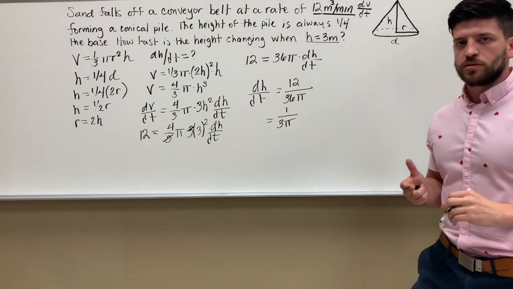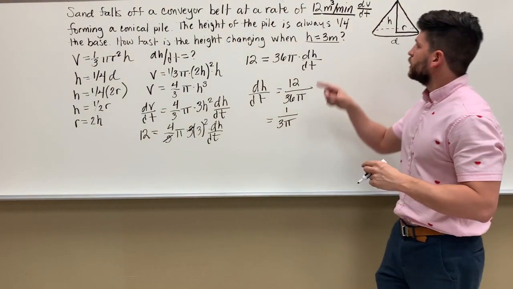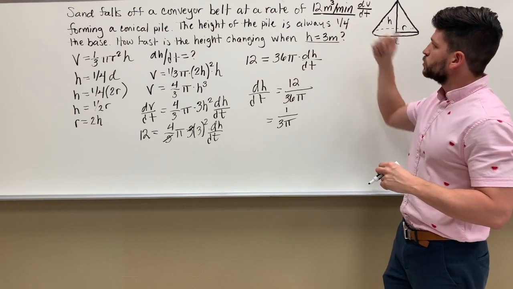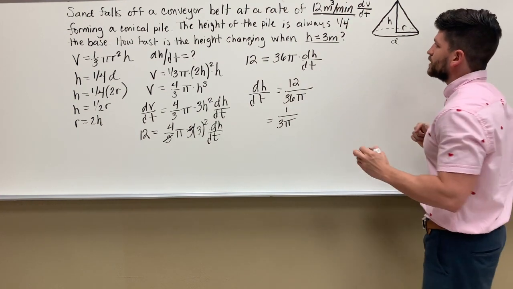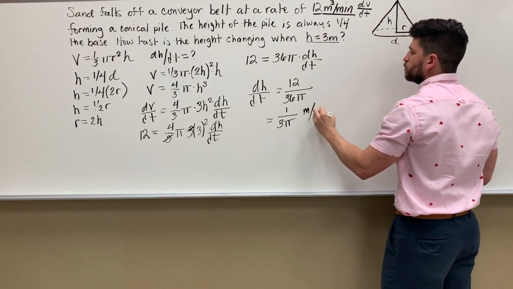Now, my units. It's easy to forget the units on our answer. We're talking about height. It's a rate, so we need this per minute, similar to our dV/dt, but we're not going to be talking about meters cubed. It's just going to be meters.